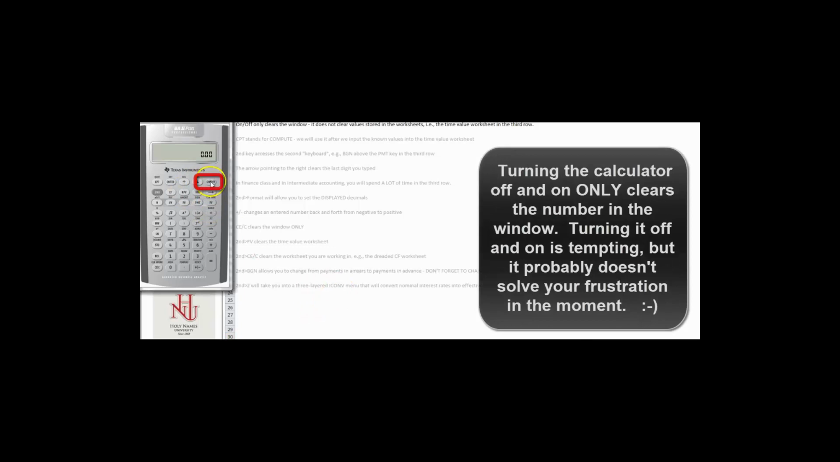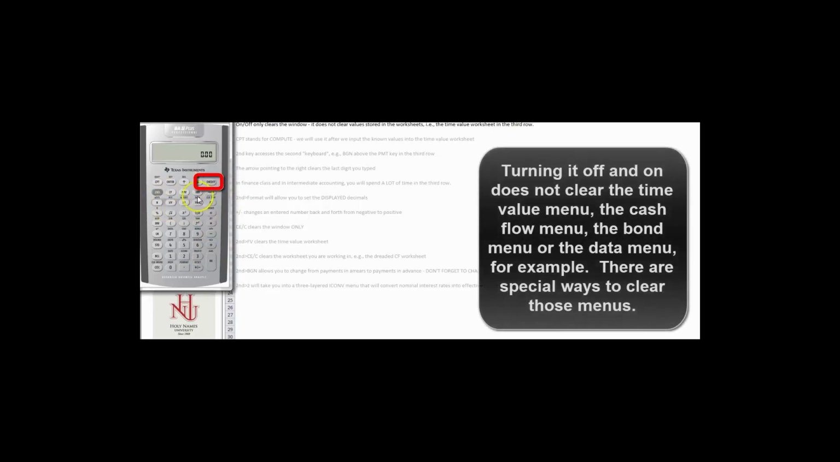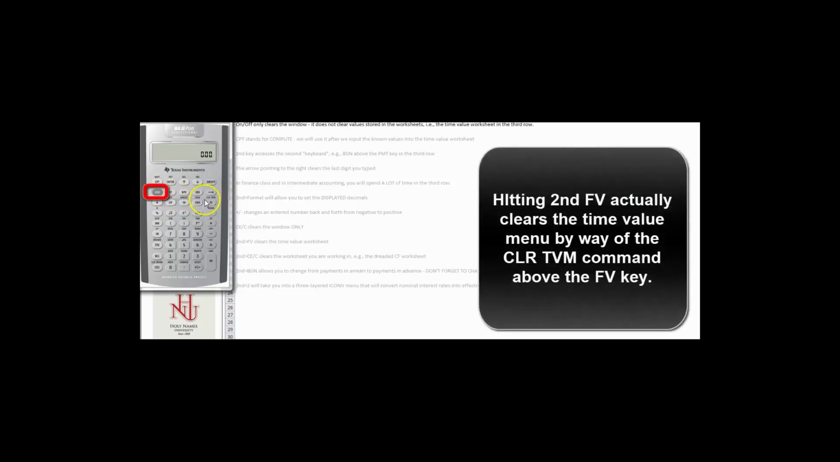So let's start with the basics. How do you turn it on? Here it is, up here, on, off, toggles on, toggles off. The only caveat I want to include here is that it clears whatever is in the window when you turn this thing on and off. So if I had 5 plus 2 equals 7 up there and I turn it off and turn it back on, it's gone. However, any numbers in this third row, in the cash flow menu or the bond menu, none of that gets cleared just by turning the calculator on and off. For example, to clear this third row, we'd hit second, clear TVM, and that would get rid of all the data that was stored in there.